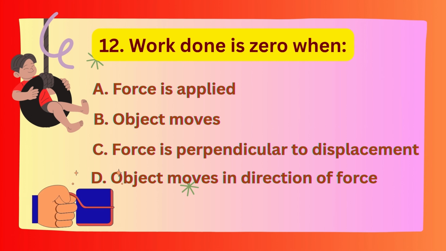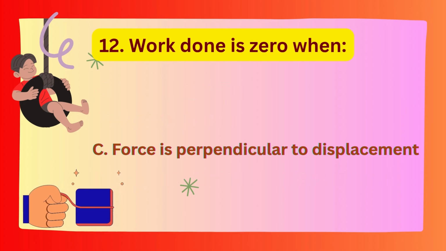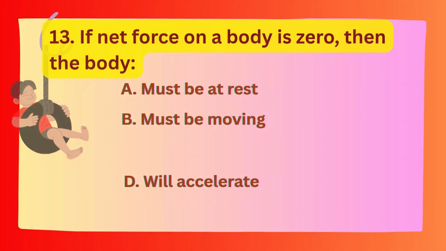Work done is 0 when: A. Force is applied, B. Object moves, C. Force is perpendicular to displacement, D. Object moves in direction of force. Answer: Option C. Force is perpendicular to displacement.